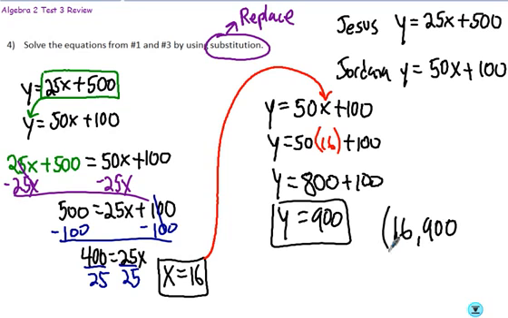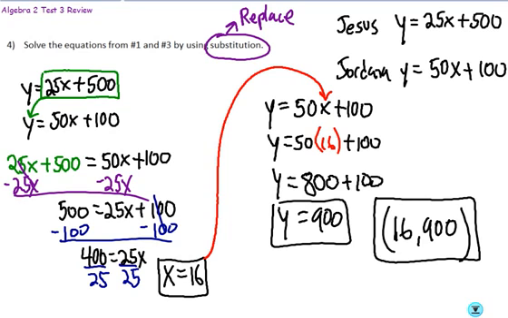And again, no surprises here. What we're doing is we're matching up on number 3. We made a picture. Number 4, we're doing the algebra. And so what we want to see and what we want to show is that the picture matches up with the math, and it does. 16, 900. All right, so go ahead and solve number 4 in the same way here by using substitution.